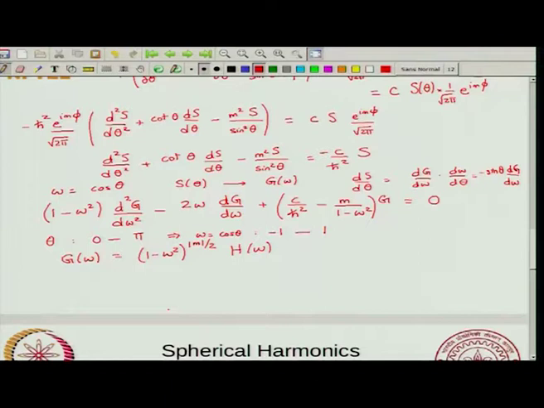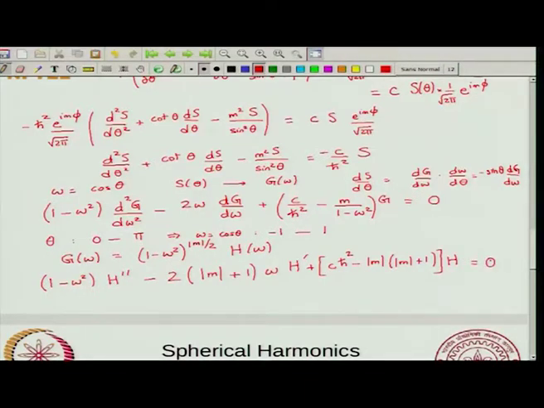When you do this and substitute in each of these terms, then you can write the differential equation in the following form: 1 minus w square times h double prime, which is the second derivative with respect to w, minus 2 times absolute value of m plus 1 times w h prime, plus c by h bar square minus absolute value of m times absolute value of m plus 1, times h, equal to 0.